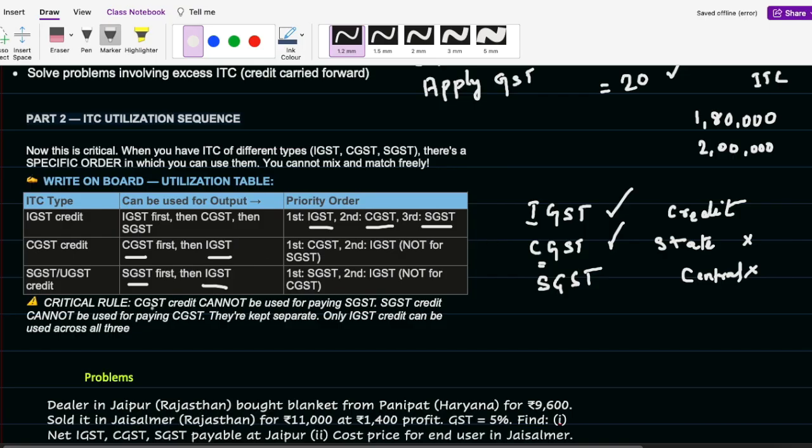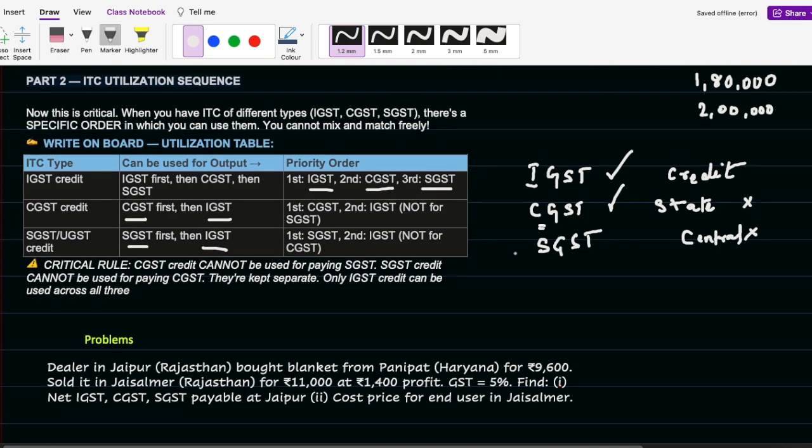So it's written here, CGST credit cannot be used for paying SGST. SGST credit cannot be used for paying CGST. They are kept separate. Only IGST credit can be used across all the three. So whenever interstate is happening, that's why the government is giving you an IGST credit, because you can utilize it anywhere. That's why. Understood? Great.